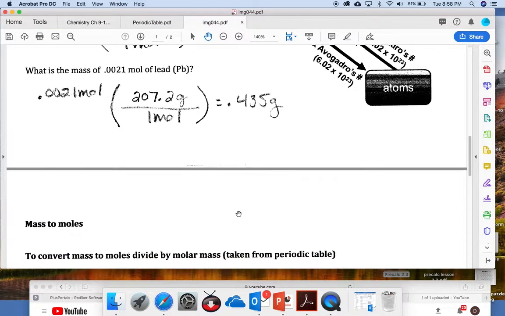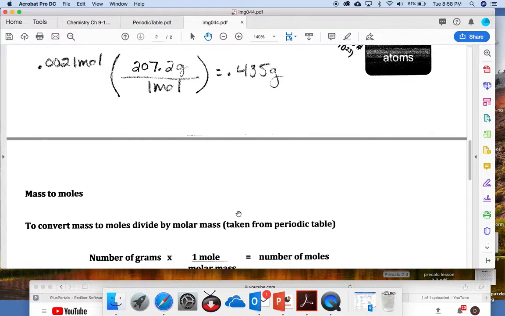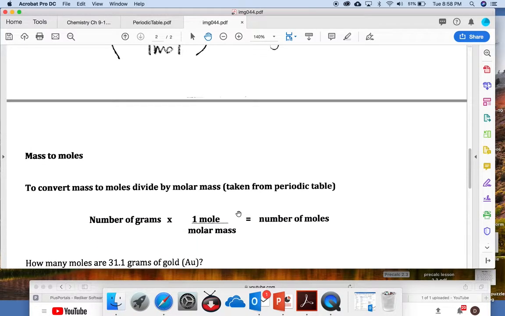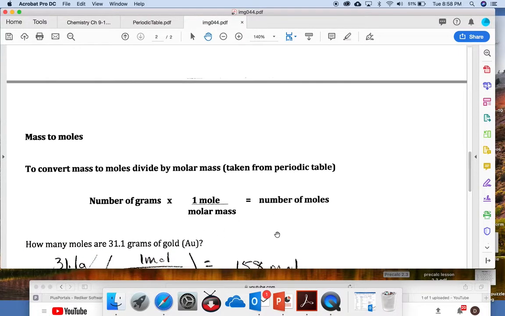All right, next, what if we're going mass to moles? What if we want to convert mass to the number of moles we have? We just do the reverse. We take the number of grams given of any substance. We use our same conversion, mole and molar mass, only we're going to put 1 mole on top and molar mass down below because we want the grams to cancel. So this tells us we need to divide, and that gives us the number of moles.